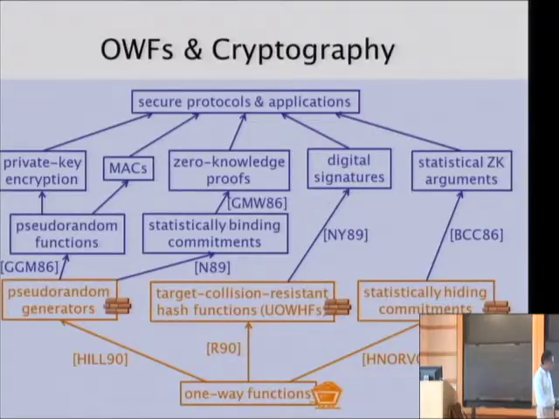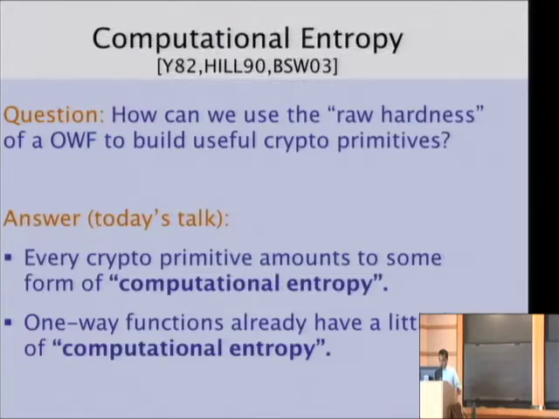And there seems to be something different and yet common going on in the constructions down here, and that's what we're trying to understand better. Okay, so that's the goal, and this is where the title of the talk comes in, computational entropy. The kind of answer that seems to be emerging is that every cryptographic primitive, particularly these ones at this first layer I was talking about, can be understood in terms of some form of computational entropy. And second, that one-way functions already have present in them a little bit of each of these types of computational entropy. Okay, and so doing crypto from one-way functions amounts to finding ways to manipulate these forms of computational entropy.